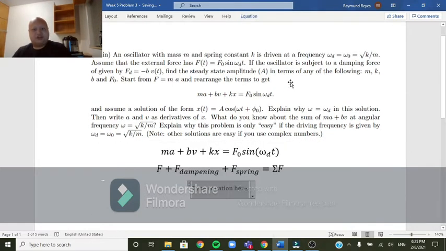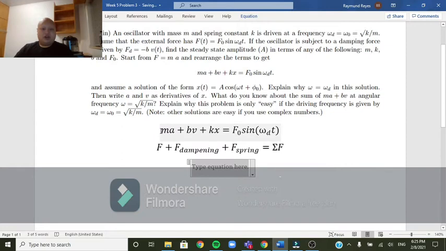We are looking for the steady state amplitude in terms of the mass, spring constant, damping constant, and the initial force. So we are given this equation, which is ma plus bv plus kx equals F0 sine omega t, and as you can see, it derives from Isaac Newton's second law, plus, well, actually minus the damping force, but two wrongs make a right, so it's plus the spring force. And that equals the total force acting upon the oscillator.